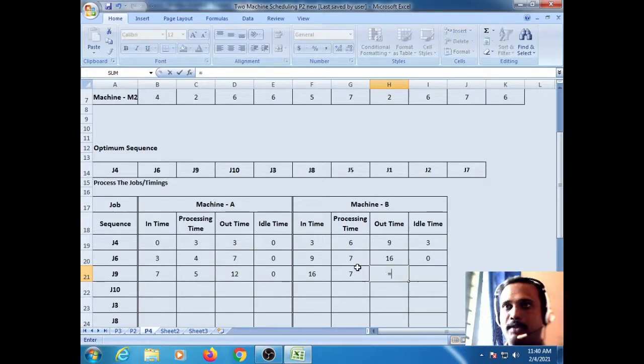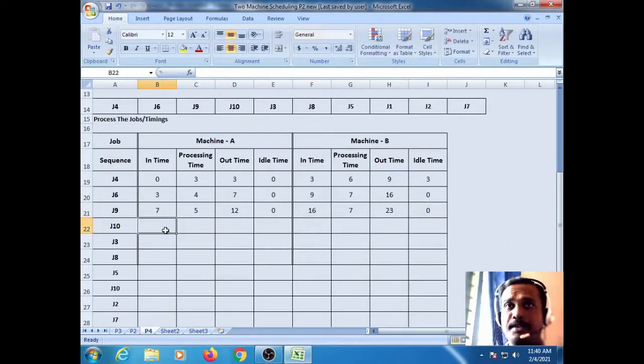Okay, so here we have to calculate the in time plus processing time, then we will get the out time. So 23. So here idle time, so the previous job out time is 16 hour and the present job in time is 16th hour. So there is no gap, so 0 is the idle time. Then we go for the next job we have to process on 2 machines.